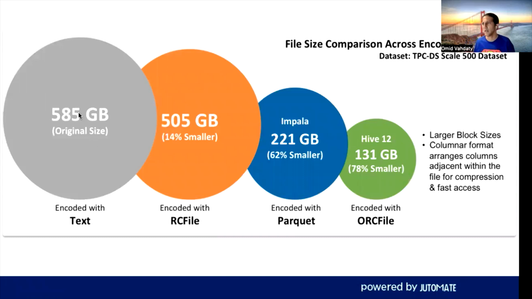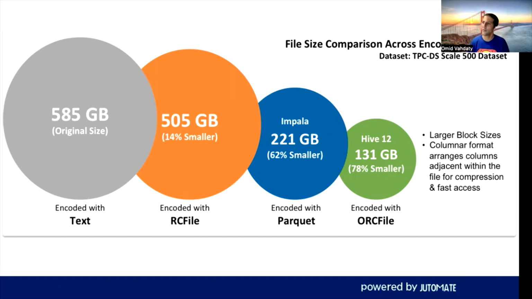So why is that important? Because if you have a visual example here from the internet, a text file with 585 gigabytes, forget the RC file format, in Parquet will be compressed to 221, and in ORC will be compressed to 131 gigabytes. So why is that important? Because this will be essentially 5 times cheaper to save on S3.